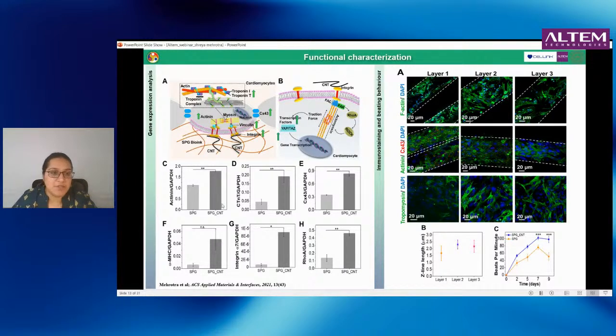There was an enhanced expression of these genes when we cultured cardiomyocytes on an ink that had a carbon nanotube filler.